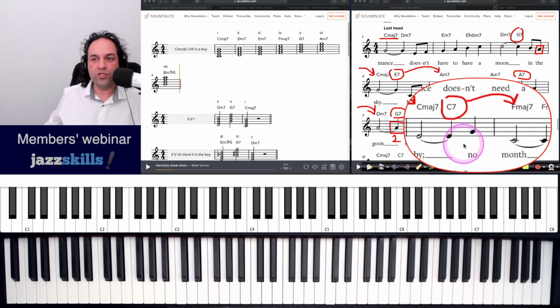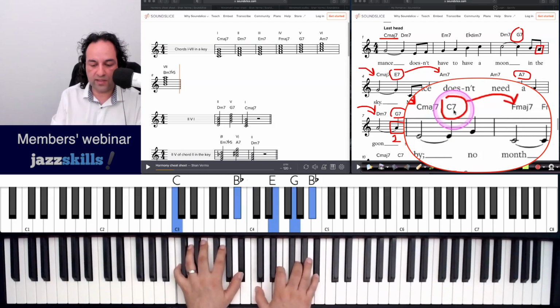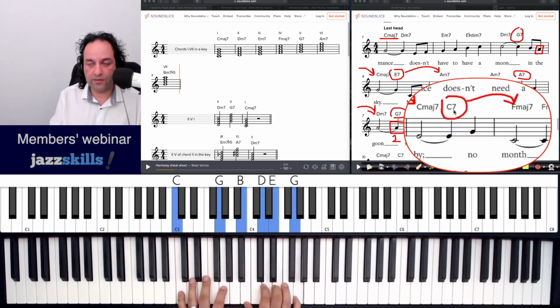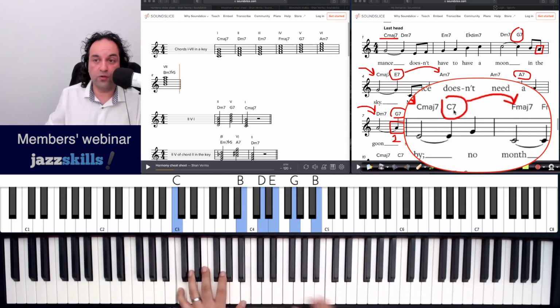Is the natural 2 in the melody? No, because the 2 of C is D. So we are clear to play our voicing, which is C7 with the root moved up a half step. Okay, so C major 7 with a voicing, of course, because we voice major 7s, as we said earlier.